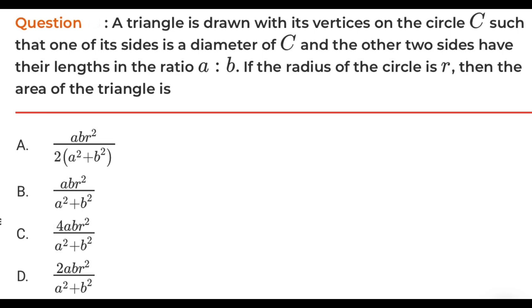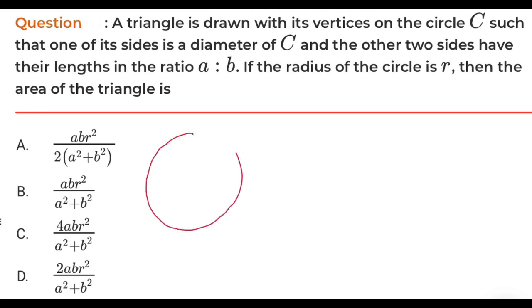Okay, so the question reads: a triangle is drawn with its vertices on the circle C such that one of its sides is a diameter of C and the other two sides have lengths in the ratio A is to B. If the radius of the circle is R, then the area of the triangle is. Okay, pretty simple question. In fact, this was one of the simplest questions of the lot. Let's see how we deal with this.